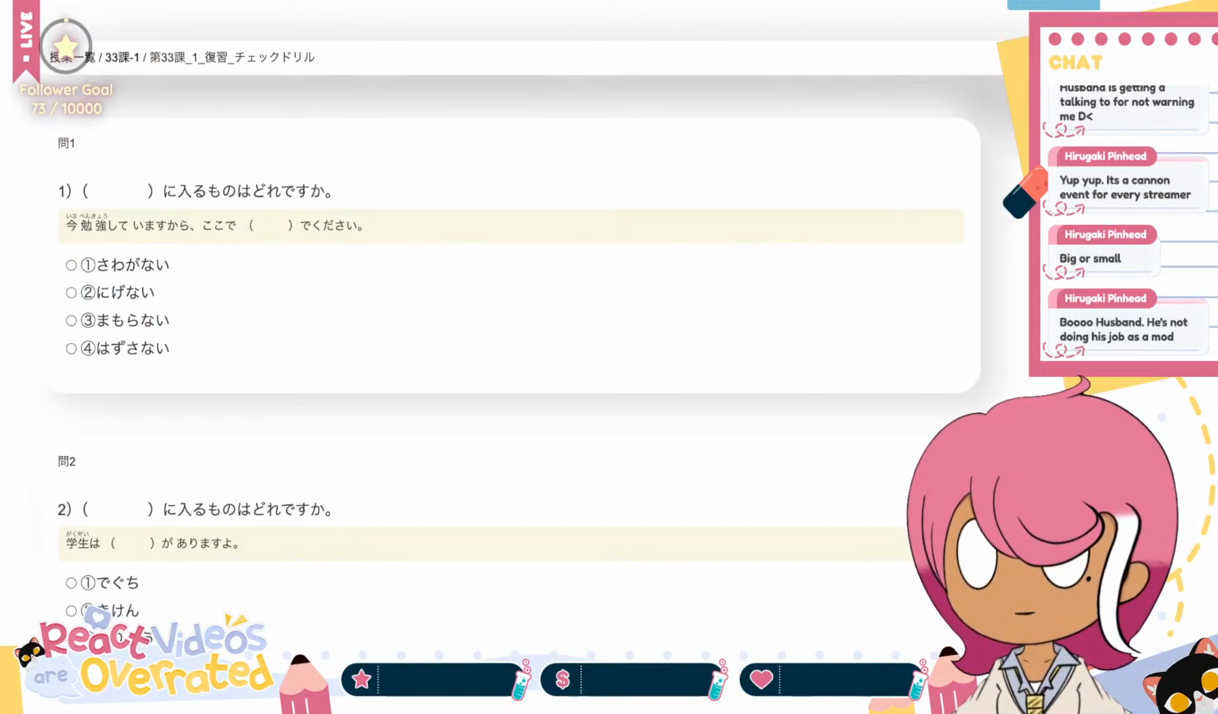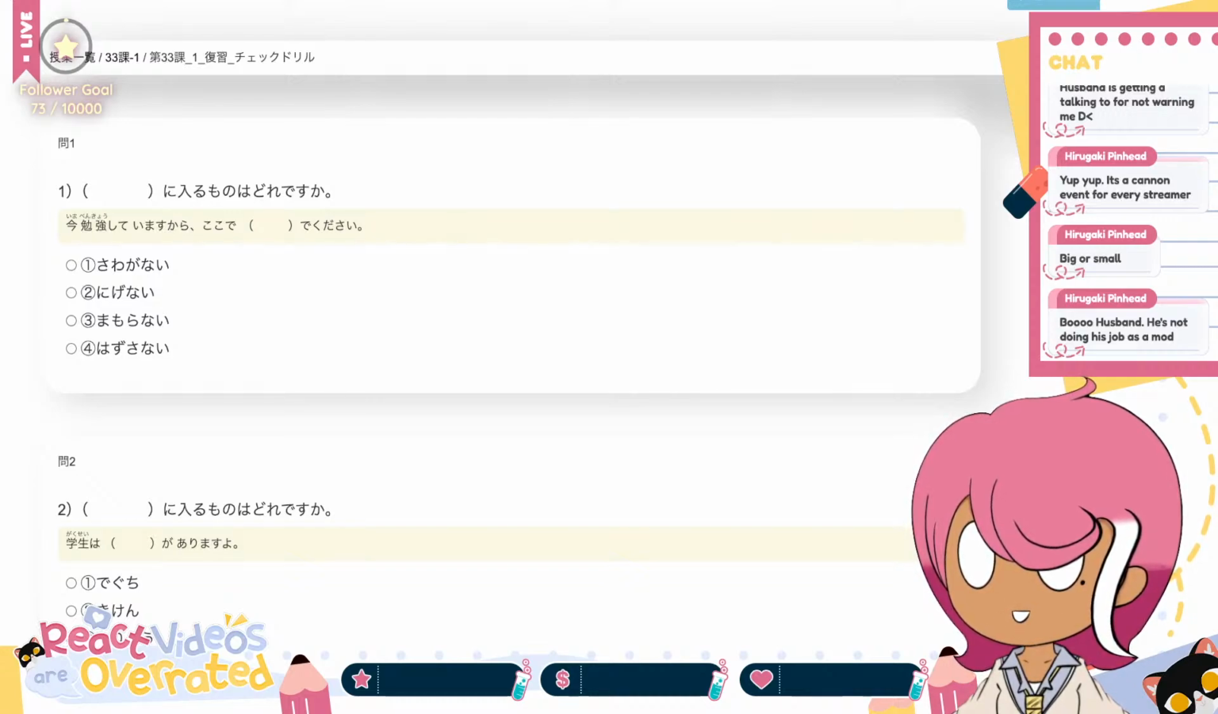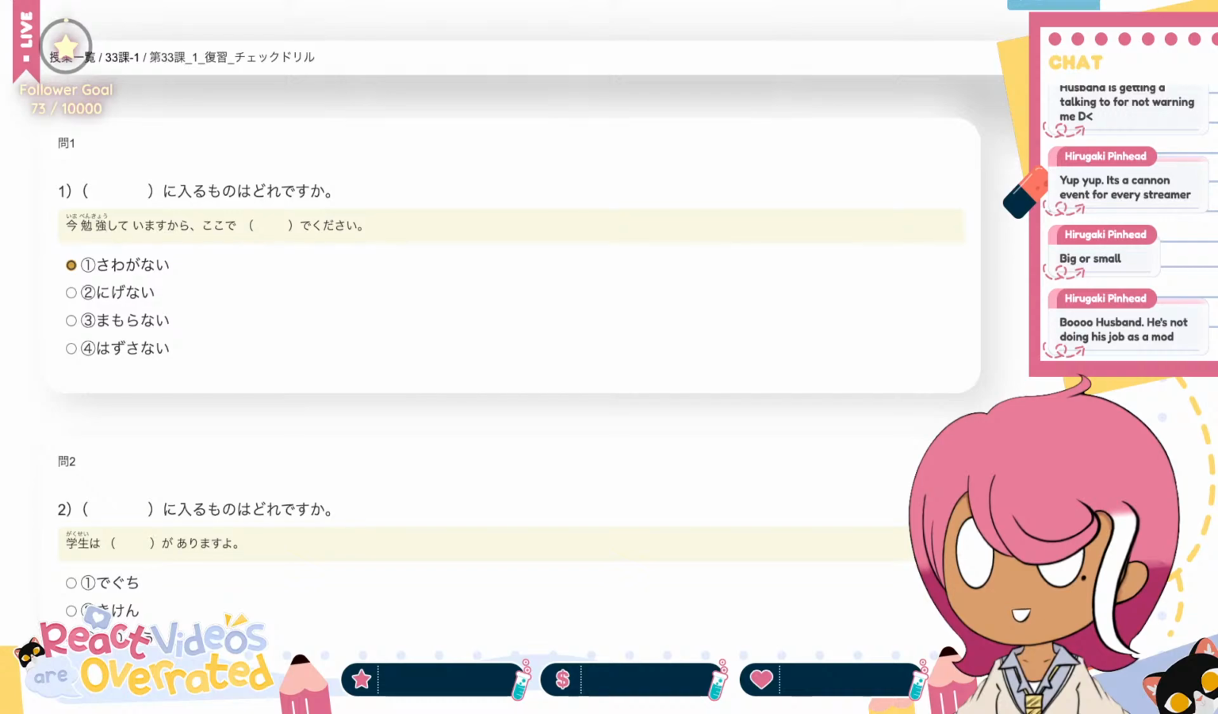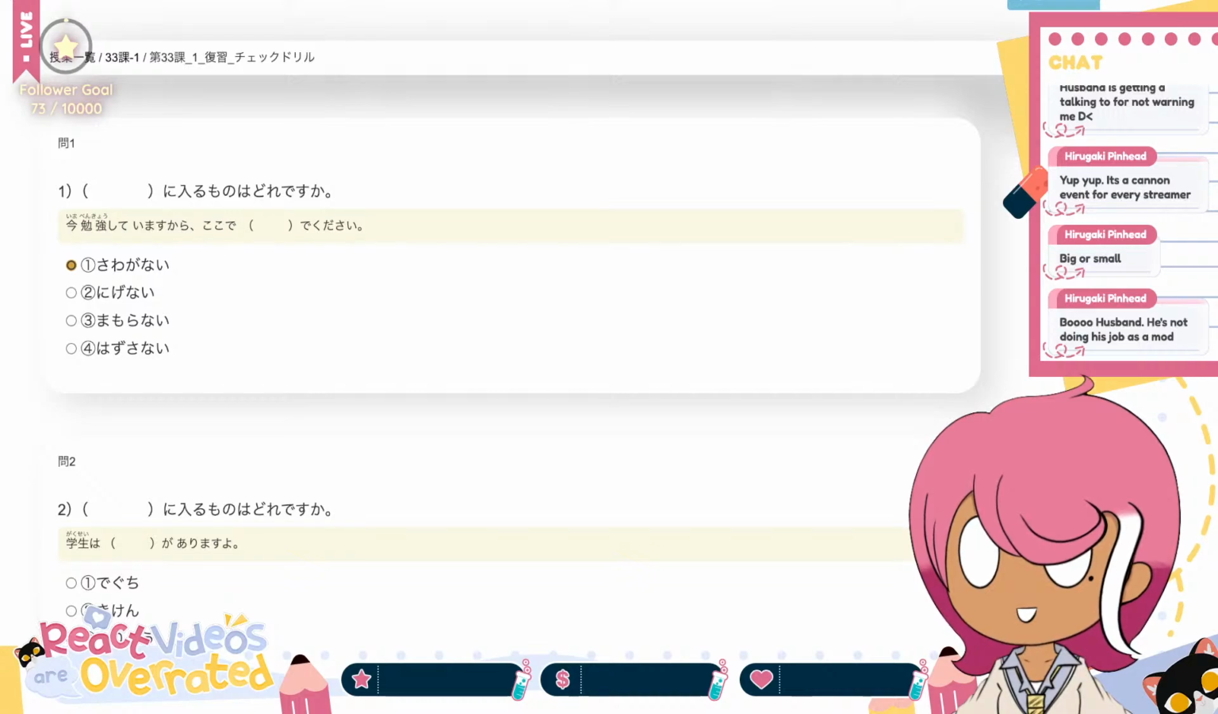Alright, so now we gotta fill in the blanks. 今勉強していますから, so right now, I'm studying because, yeah. ここで〜ないでください. Oh, I'm studying, so because I am studying now, like, don't sit here because I am studying now. I think that's it.